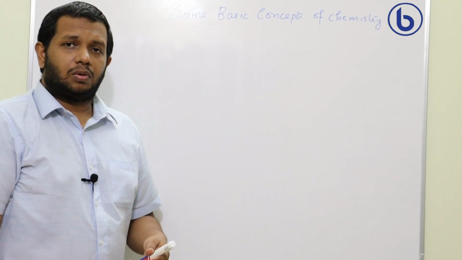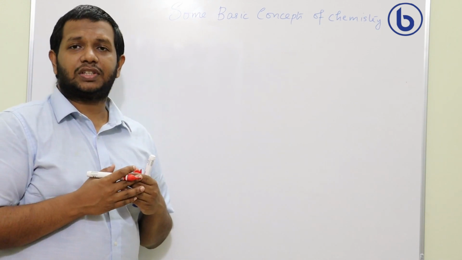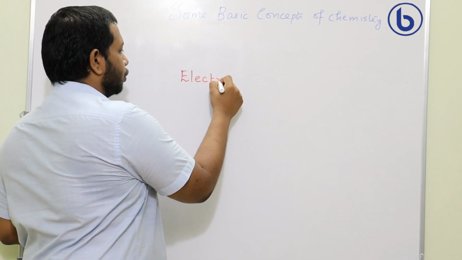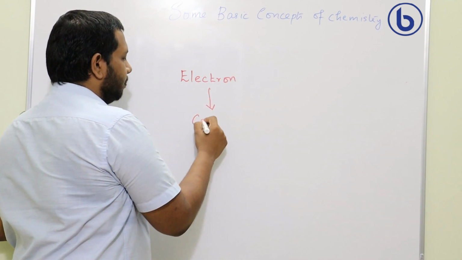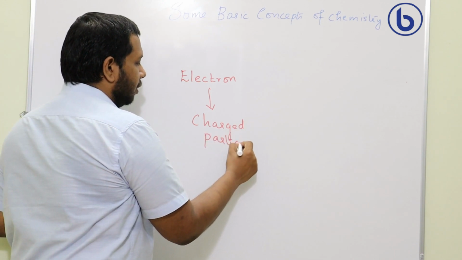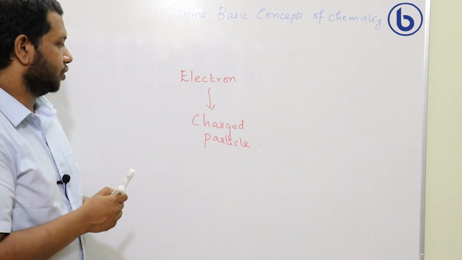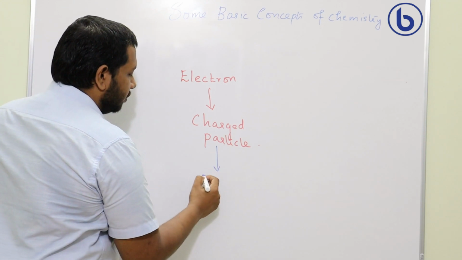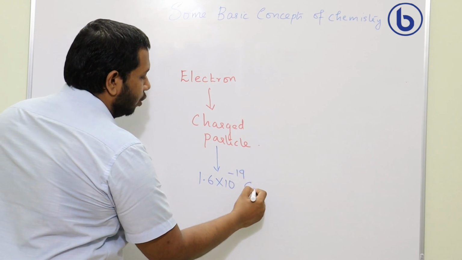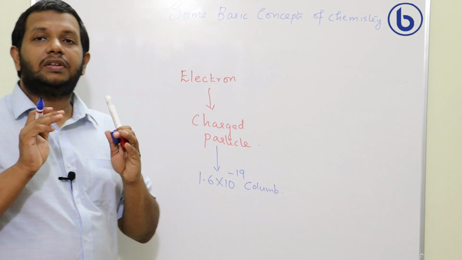Now also one more thing I need to say. I told electrons are there. So does an electron have a charge? Yes. Electron is a charged particle. So what is its charge? Next question. Its charge is 1.6 into 10 power minus 19 Coulomb. Coulomb is the unit of charge.